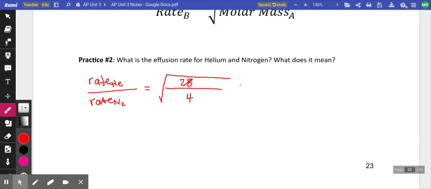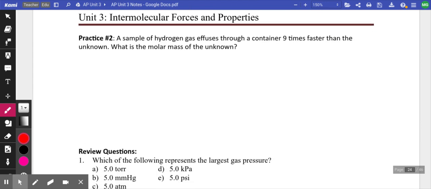So this rate is going to be equal to, when I solve this, 5.29 over 2 if I solve those square roots individually, which comes out to 2.64 over 1. That would be the rate comparing the two, using Graham's law of diffusion. What this means is that helium effuses at a rate 2.64 times faster than nitrogen. And this makes sense because helium is my lighter molecule here, so it should effuse much, much faster than the nitrogen. Okay, so go ahead and try it for this practice problem number 2.